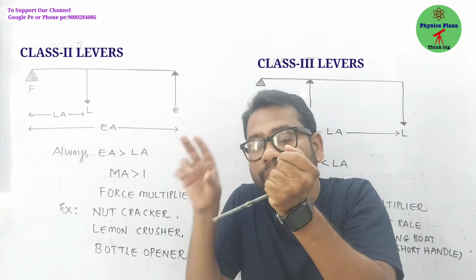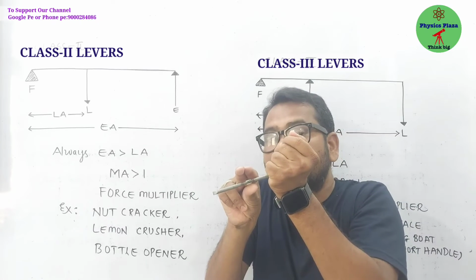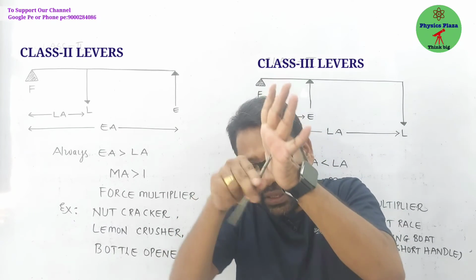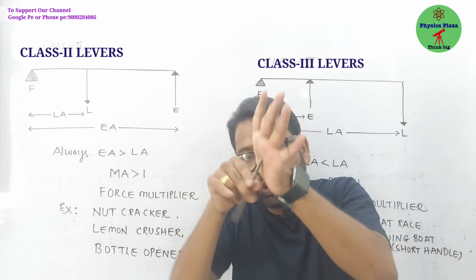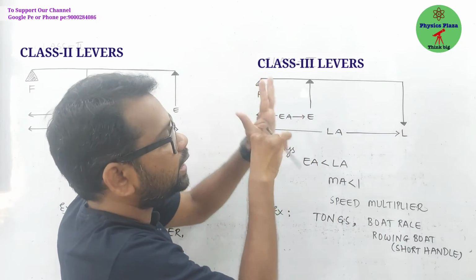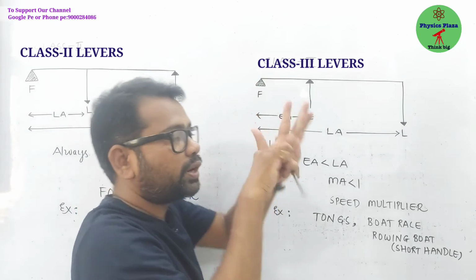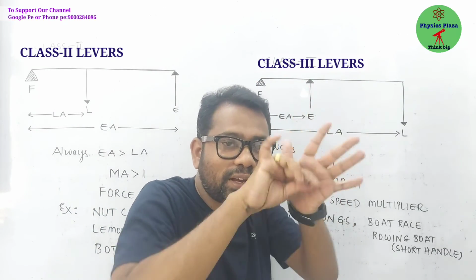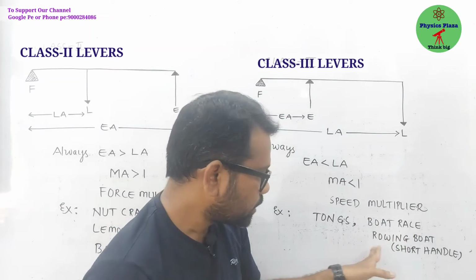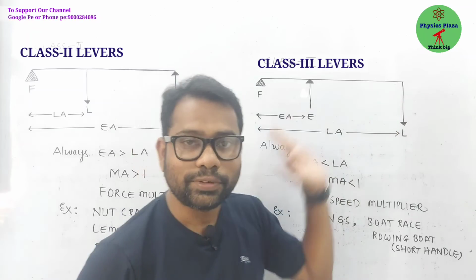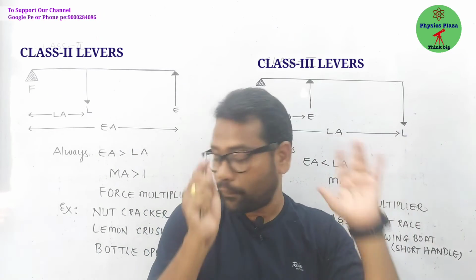So water is a load, and where they are applying the effort, children, is in the middle, and this hand, where it is able to turn, is the fulcrum. So now look at boat racing like this. Rowing a boat with a short handle comes under class 3 levers. Is it clear, children? Fine.